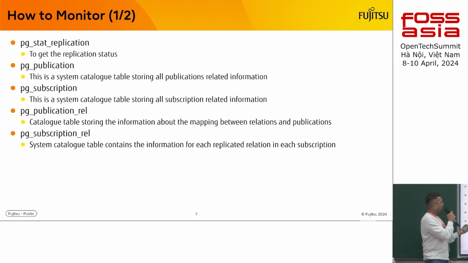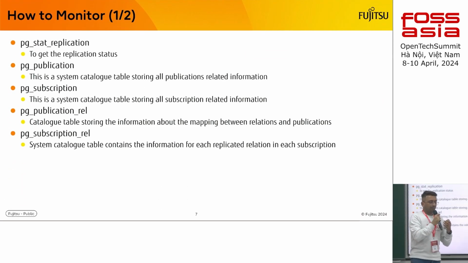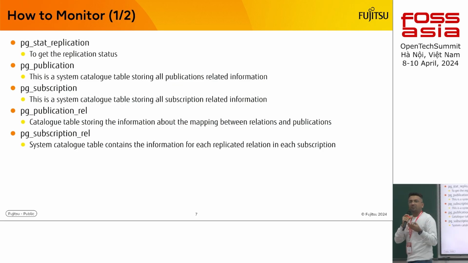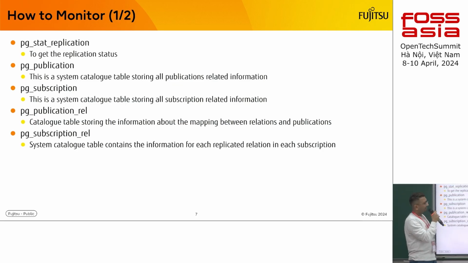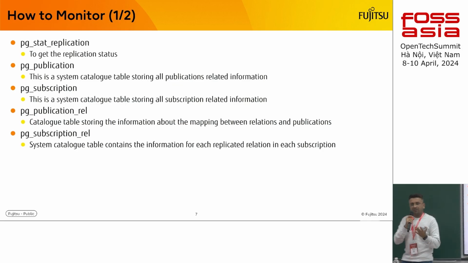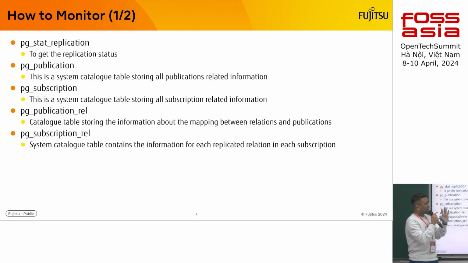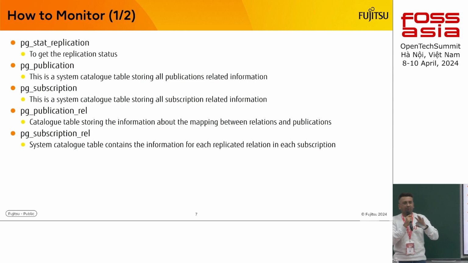Next two slides, I'm going to talk about the catalog tables and views which are going to help you monitor your logical replication. Let's start with pg_stat_replication. I'm sure all of you are aware of that. pg_stat_replication is useful to provide information about the replication status. And yes, it is common for logical replication as well as streaming replication. So there is no different view or table for logical replication monitoring.